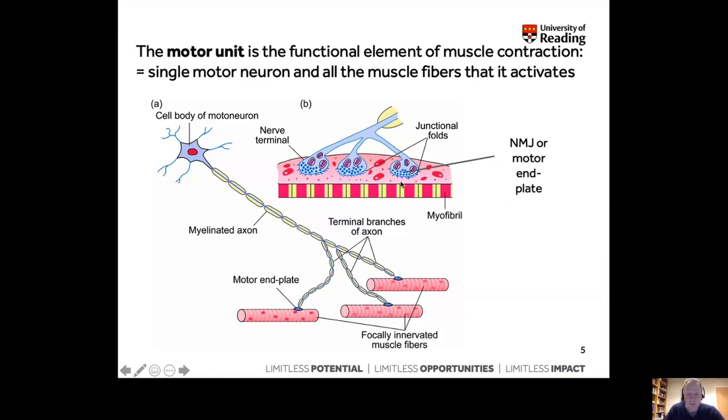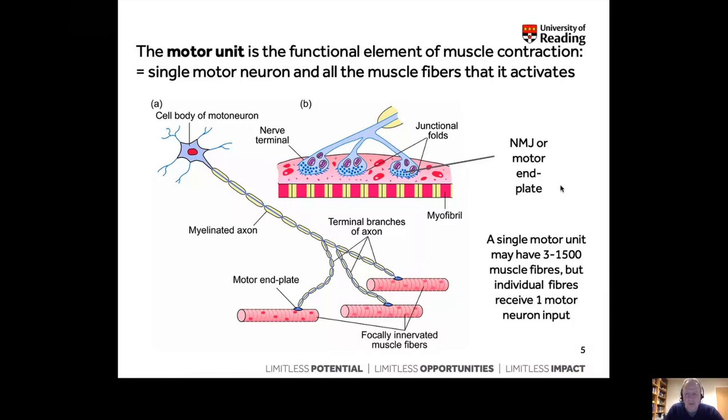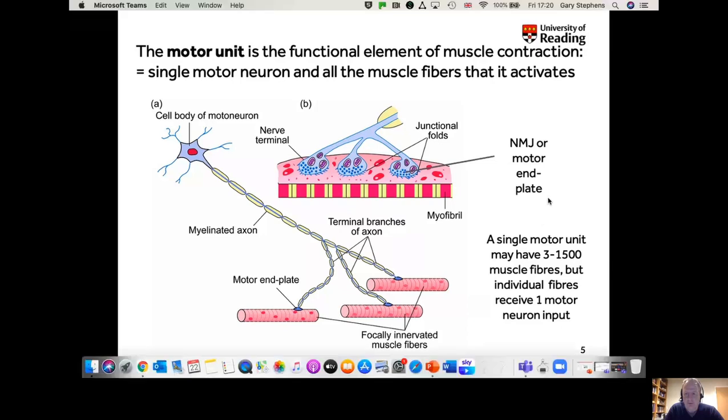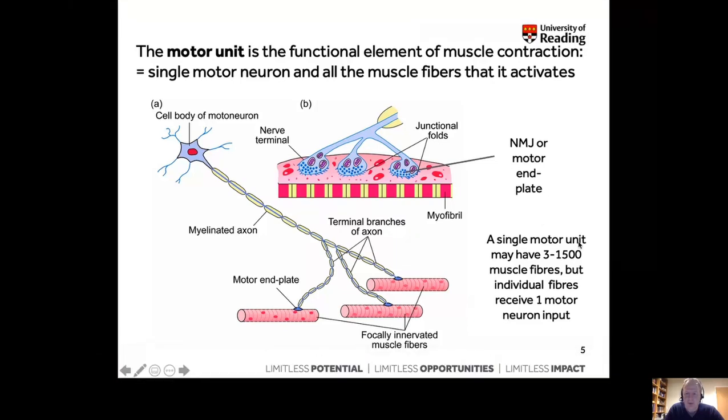So this is a neuromuscular junction, sometimes called the motor end plate. I've probably used that phrase as well. Some textbooks call it the motor end plate because we're dealing with the motor nervous system. So this is an important concept to grasp. A single motor unit may have between 3 and 1,500 muscle fibers. So you can see there are a number of muscle fibers here, but individual fibers receive one motor neuron input.